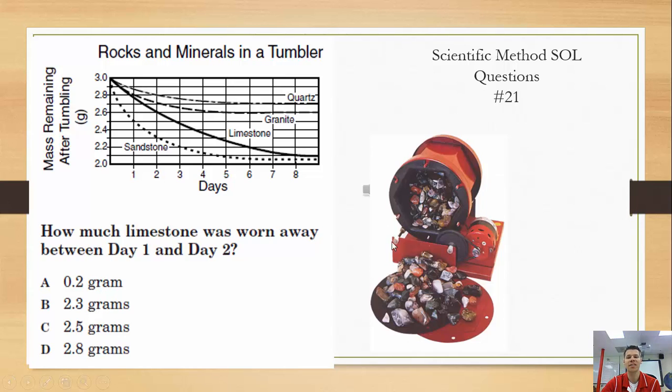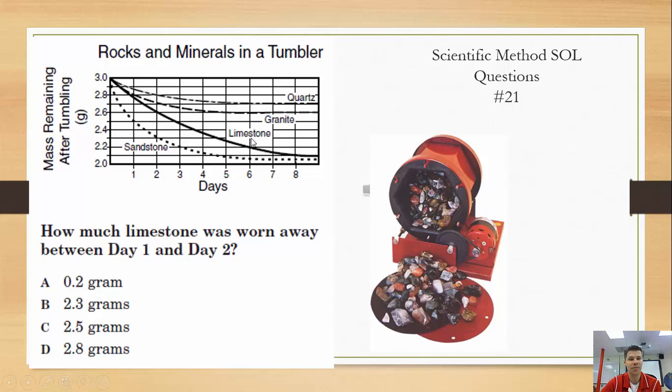This is a picture of a rock tumbler. You can put rocks in this and they'll roll around and bang into each other, and eventually they'll get polished and smooth. All right? So the question here is, how much limestone was worn away between day 1 and day 2? So these are rocks and minerals in a tumbler. We have some quartz, we have granite, limestone, and sandstone. All these other lines are just here to confuse you because the question is about limestone.